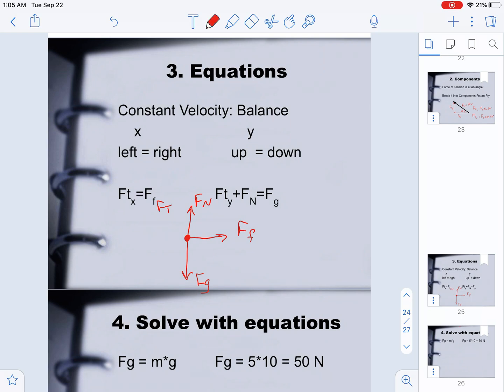Let's make that a little neater there. And then I'm going to break it down. Let's change colors here so that our components really stick out. Ftx and Fty. That shows why I have it set up here that Ftx is equal to the force of friction. And if you look at my up and down, Fty plus my normal force, those are all of my up forces. My Fty has an arrow pointing up, my normal force has an arrow pointing up. Those are going to be equal to all of my down forces, which just happens to be Fg.